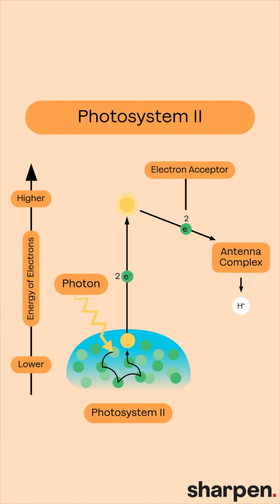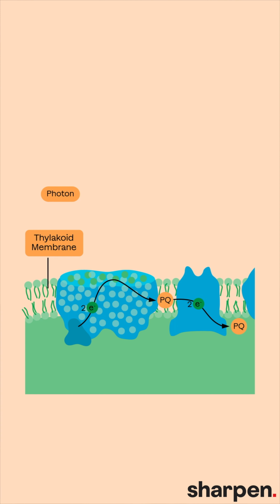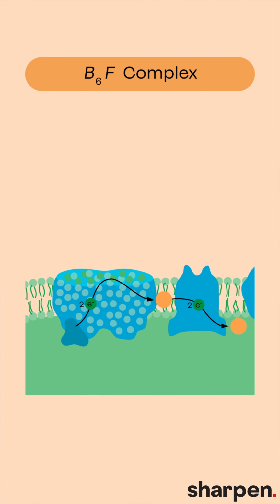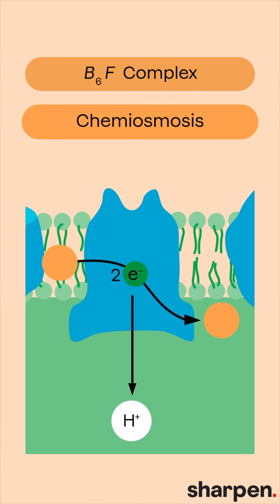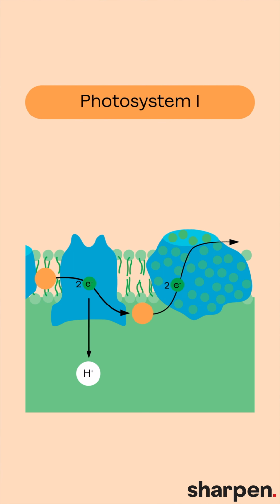It's important to note that the electrons that are energized in the reaction center of photosystem 2 are gained by oxidizing water. These energized electrons are passed along the thylakoid membrane to the proton pump B6f Complex. Here, energy from these electrons is used to pump protons across the thylakoid membrane. This concentration gradient ultimately powers the production of ATP through a process called chemiosmosis. Meanwhile, the electrons that provided energy to B6f Complex are passed along to photosystem 1.